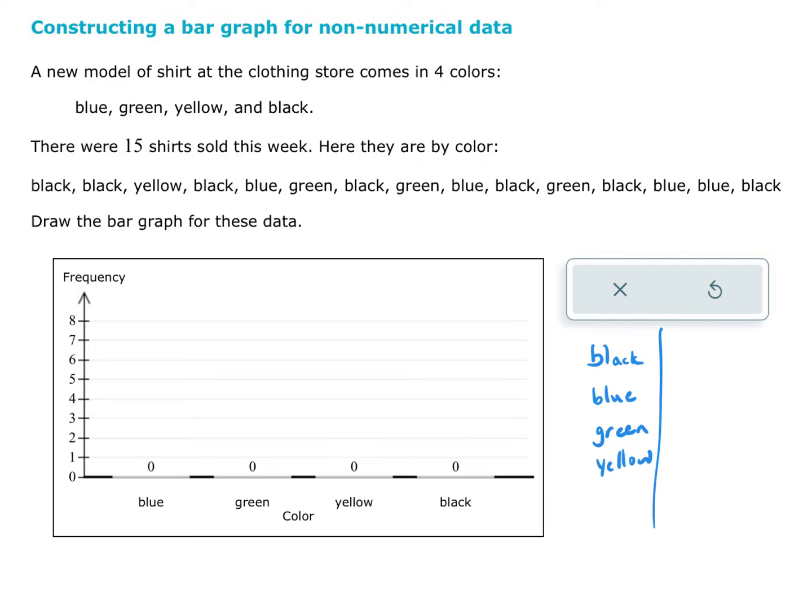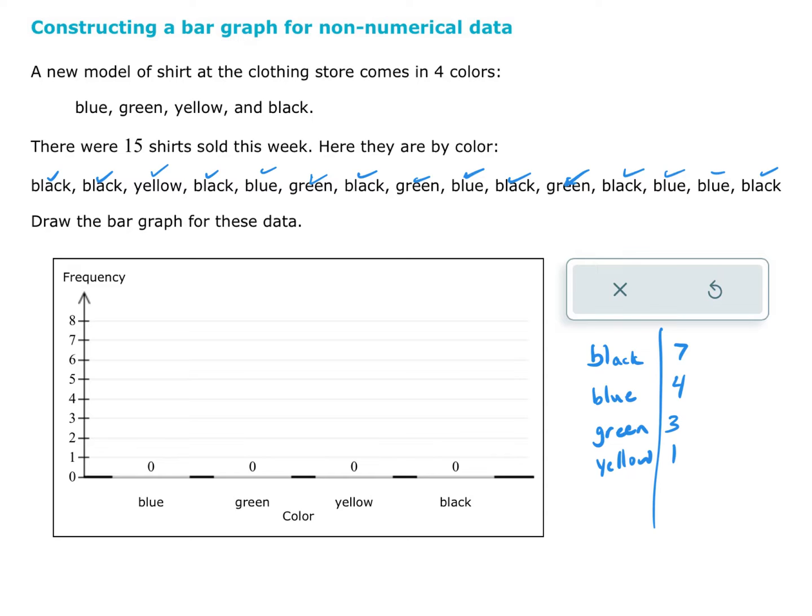So black, I see 1, 2, 3, 4, 5, 6, 7. Blue, I see 1, 2, 3, 4. Green was 1, 2, 3. And then yellow was 1, just 1. And this should add up to 15, so I'm going to double check. 7 plus 4 is 11, plus 3 is 14, plus 1 is 15. Okay, so I did count correctly.